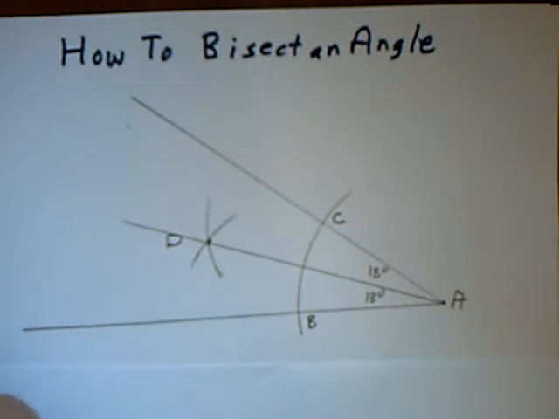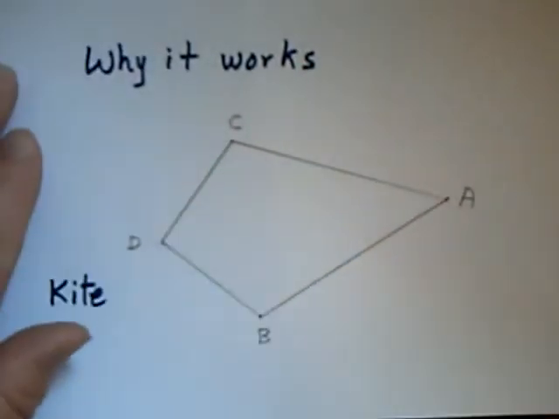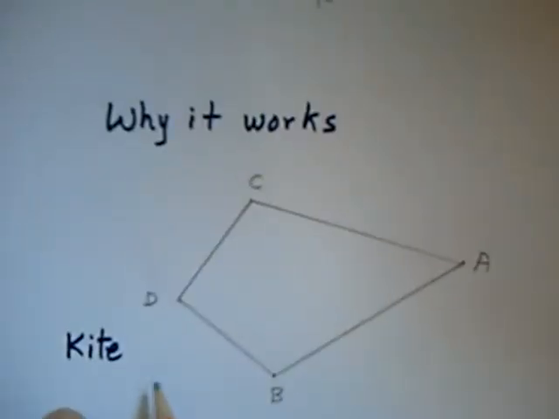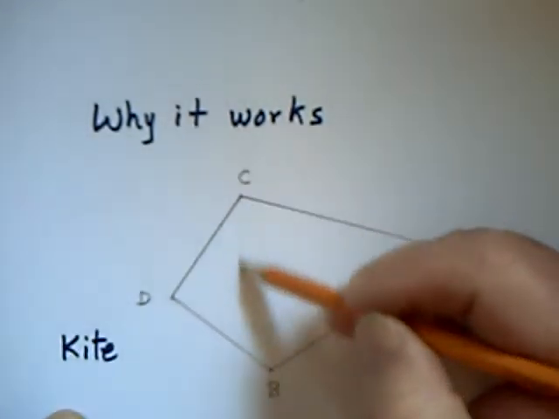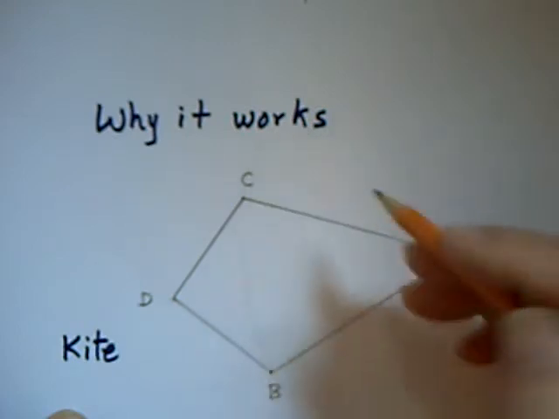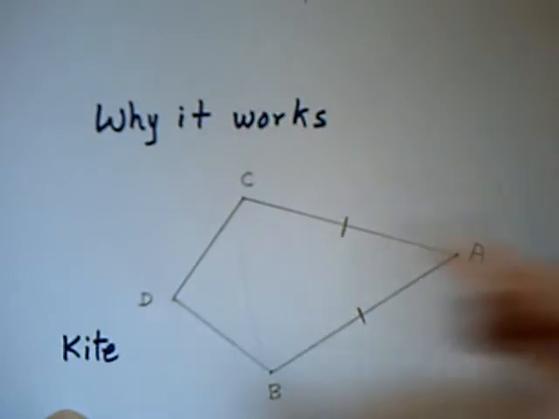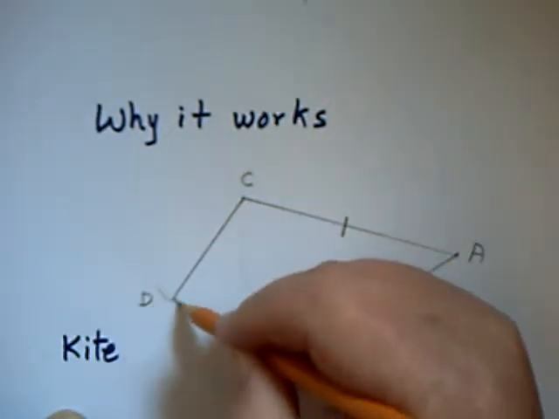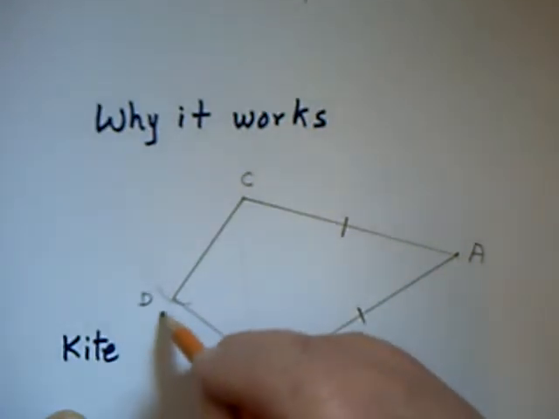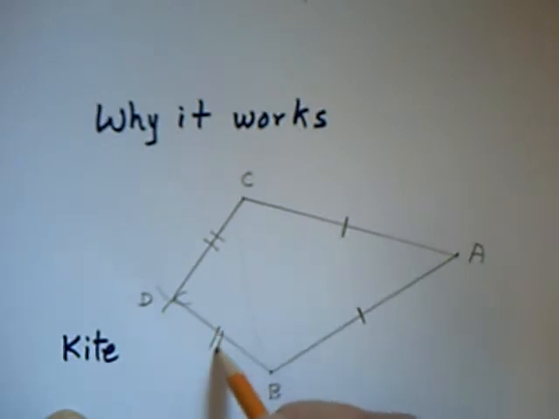Now here is why this works. On my original diagram, I have what's called a kite. I have made A to C, this is my original arc here that I drew. A to C and A to B are equal. Then I put my compass point here and drew an arc, and a compass point here and drew an arc, and that made this equal to that.